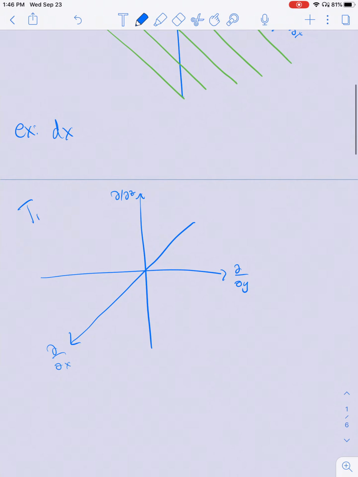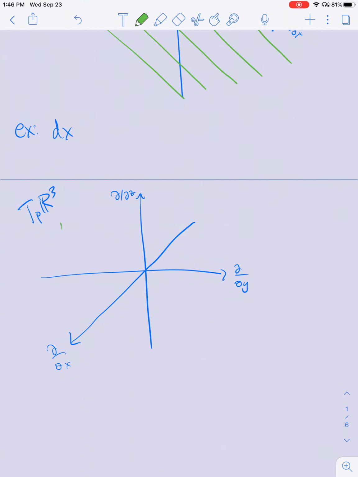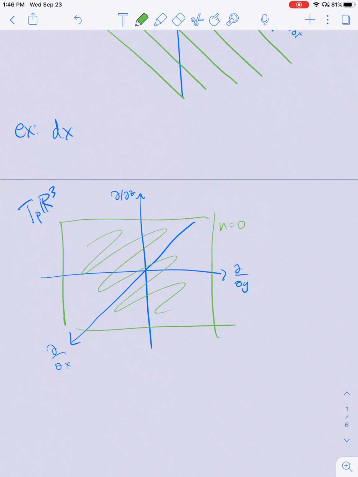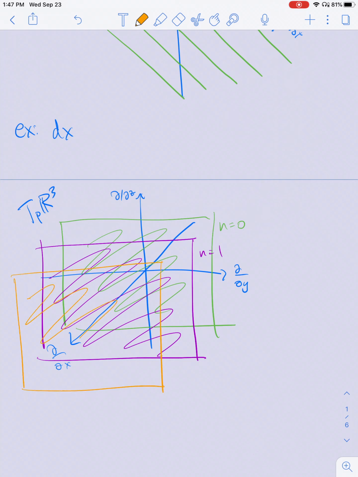So here, if I have T_p R3 and I want to draw the level sets of dx, well, the yz plane is certainly 0. This is the n equals 0 level set. And then also the plane x equals 1 is also 1. This is the n equals 1 level set. And I can just keep going. So draw all of these planes parallel to the yz plane for various values of n.